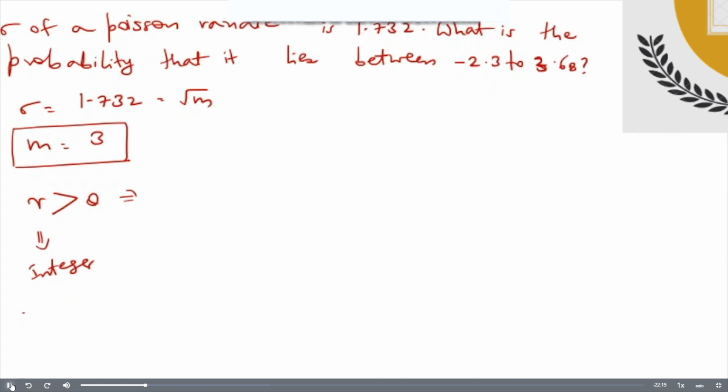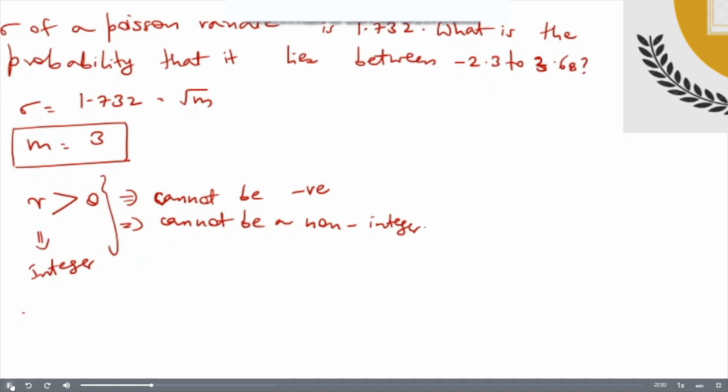The r value cannot be negative, and the r value cannot be in decimal. It cannot be a non-integer. I cannot say I have a number of successes of 1.7 or 3.2, like that. You cannot have that as a case. So r has to be greater than 0.